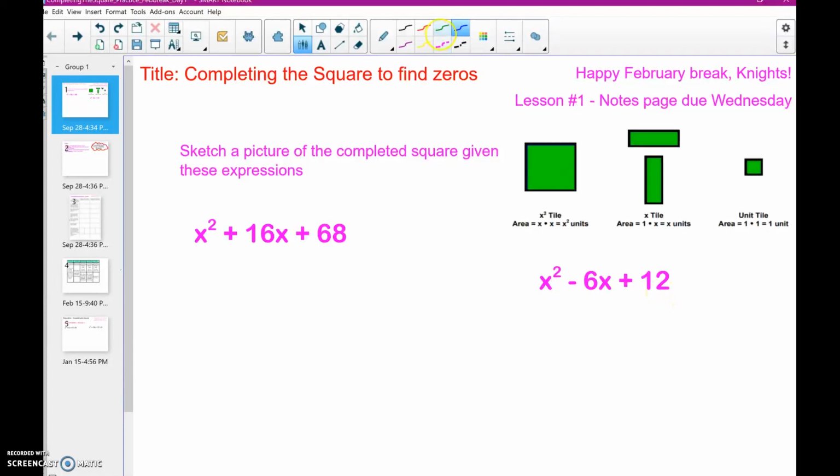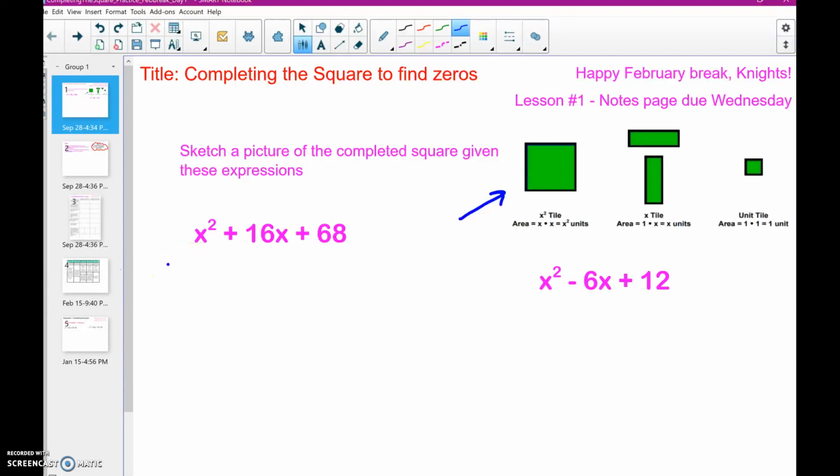So I included a little picture of the algebra tiles right here. If you forgot, we're going to use these tiles to help us complete the square. Take a moment and do that. We're sketching a picture with the tiles. And after you're done getting an answer, go ahead and press play on the video and see if you got your answers right.